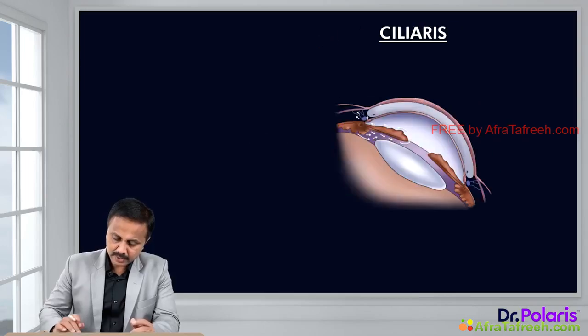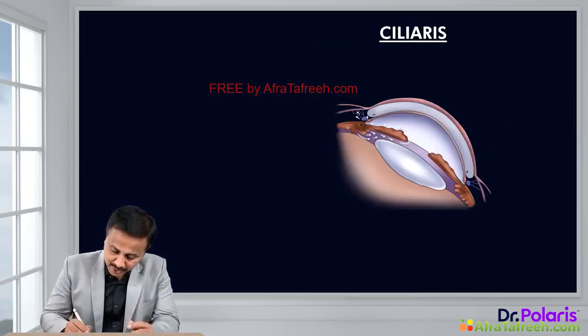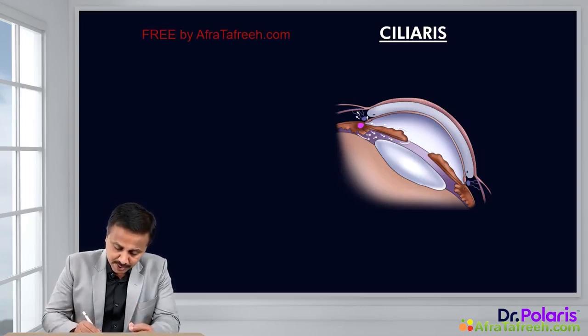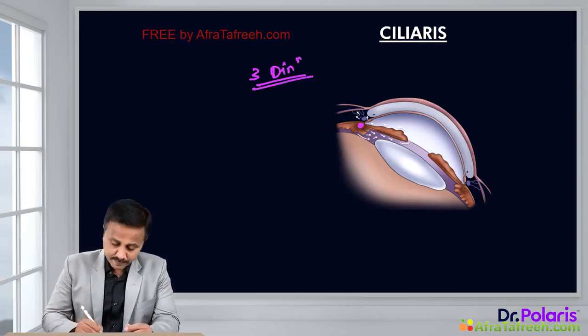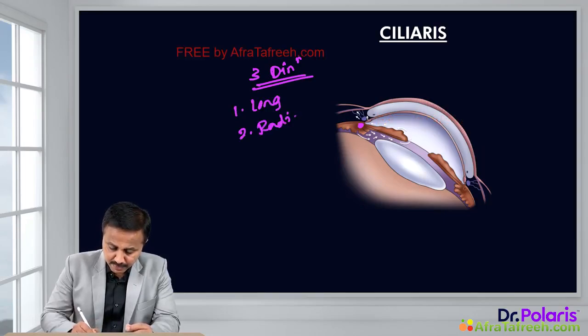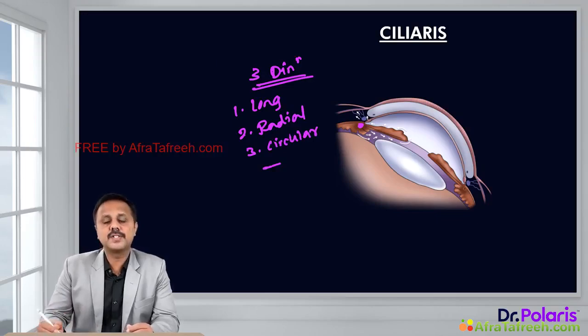The third most important intraocular muscle is ciliaris. As I said, the ciliaris muscle is present within the ciliary body. Usually, ciliaris muscle is arranged in three distinct directions. What are they? You will get longitudinal fibers, then you will get radially arranged fibers, and finally you will get circular fibers.